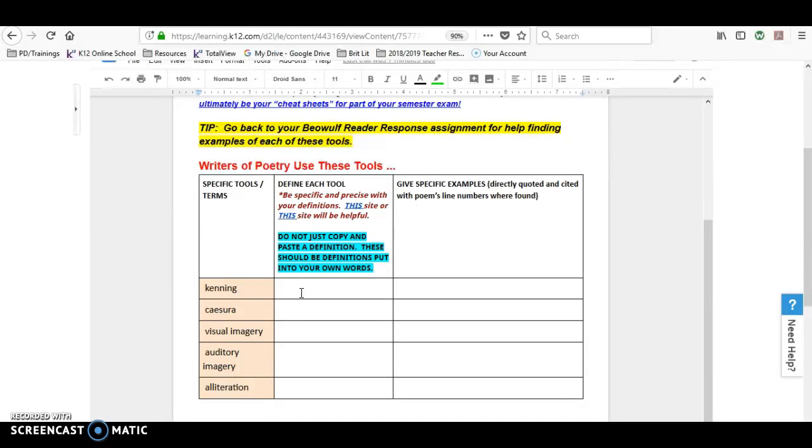So the first thing you're going to need to do is find the definition for these tools and create a definition. So you can use these two sites to help you out, but you need to develop your own definition of a kenning, a caesura, visual imagery, auditory imagery, and alliteration.